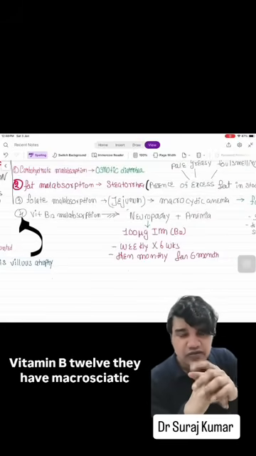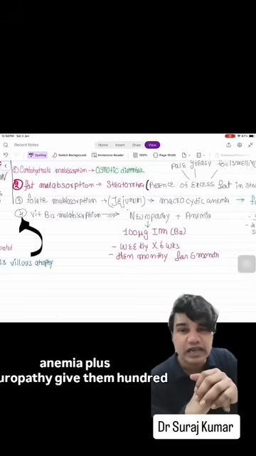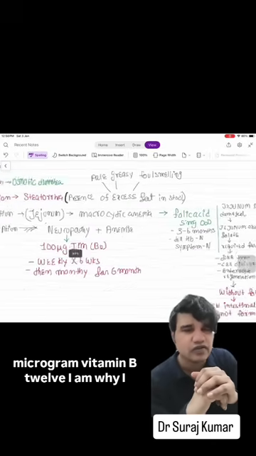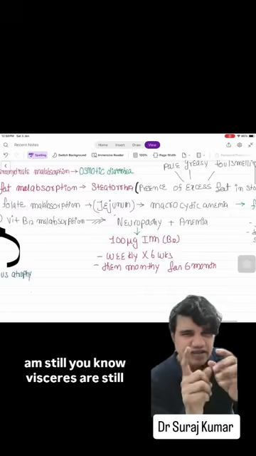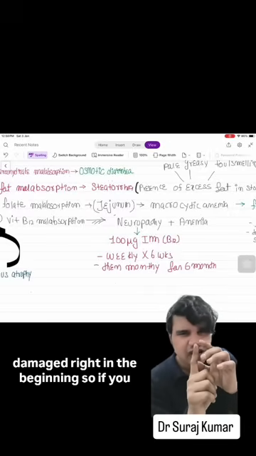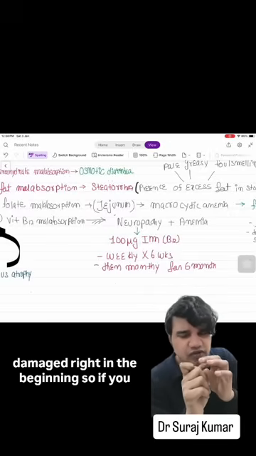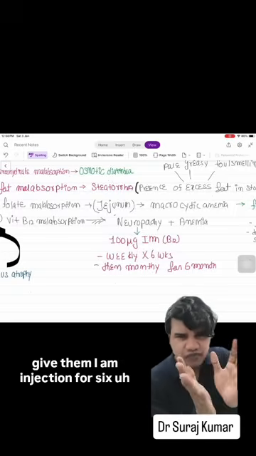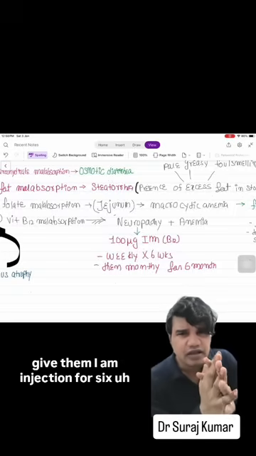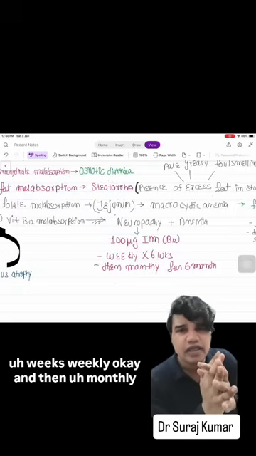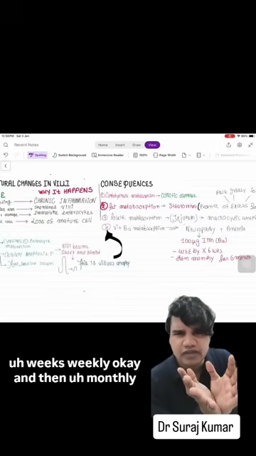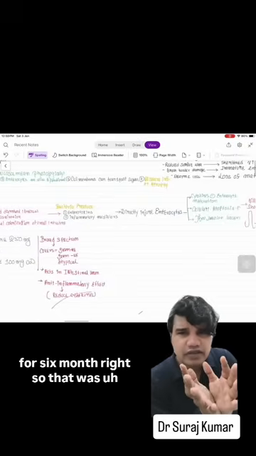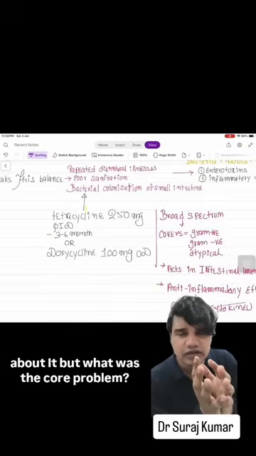The ileum absorbs vitamin B12. They have macrocytic anemia plus neuropathy. Give them 100 microgram vitamin B12 IM. Why IM? Because the villi are still damaged in the beginning, so if you give a tablet, there will be less absorption. Give them IM injection weekly for 6 weeks, okay, and then monthly for 6 months, right?